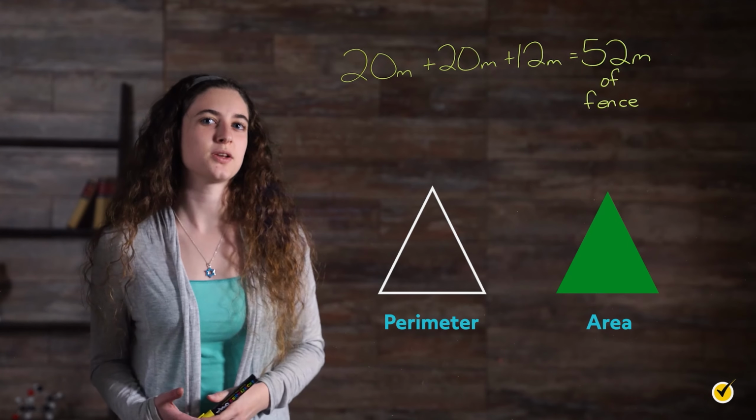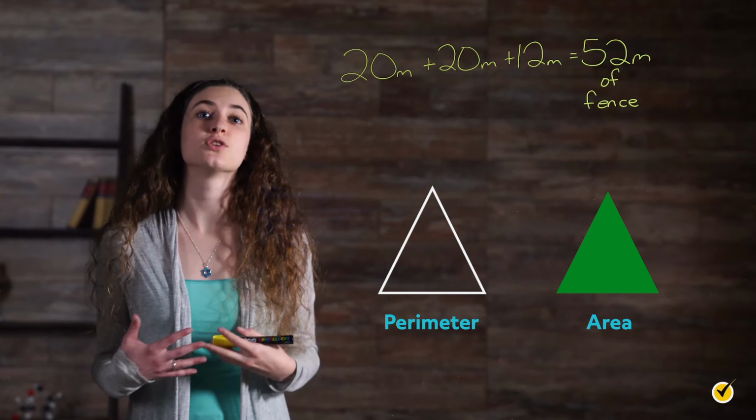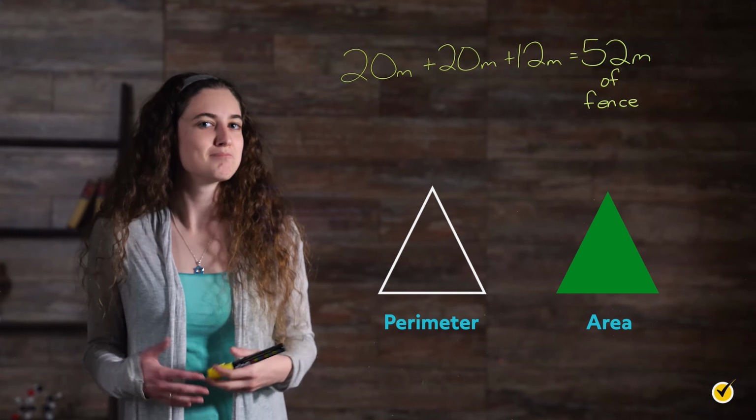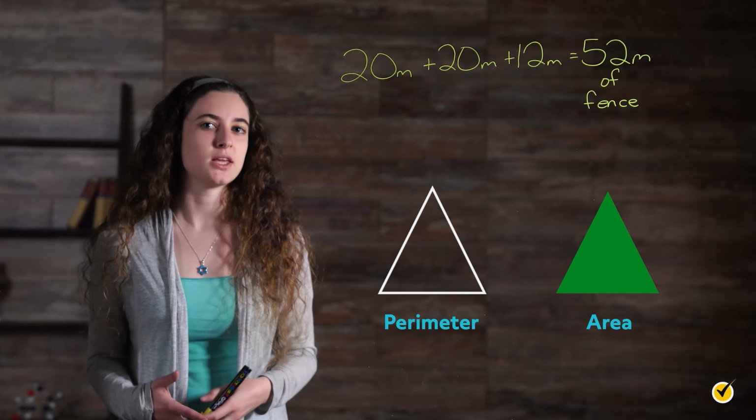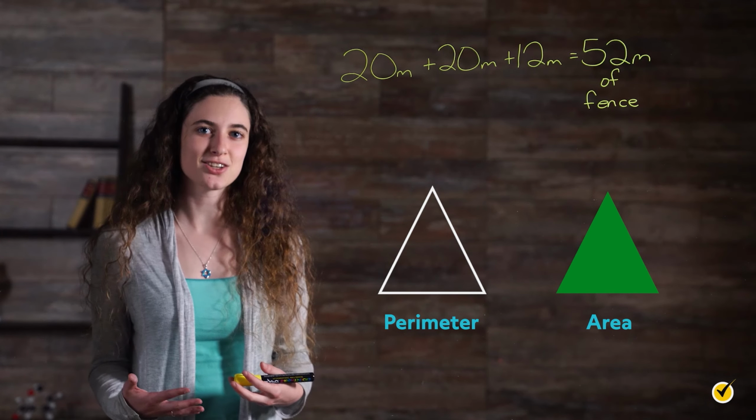20 meters plus 20 meters plus 12 meters gives you 52 meters of fence. Not much to that one. Notice that the answer is given in meters. That's because perimeter is a distance. Walking around the yard would mean walking 52 meters. That's all there is to it.